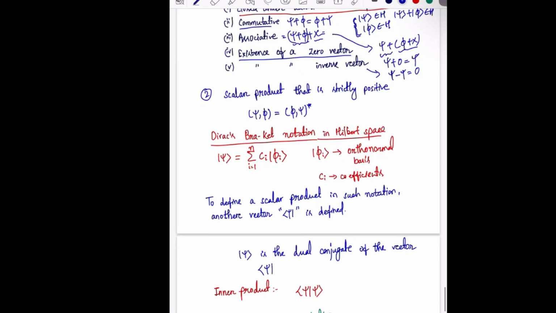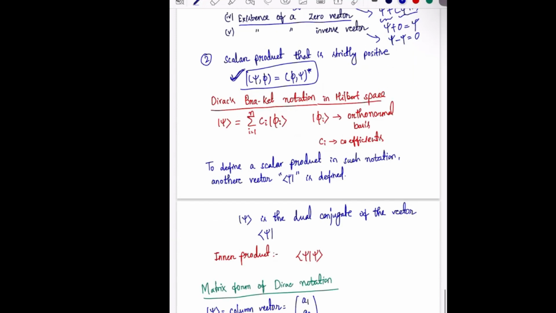One of the other properties is the scalar product, which is given by this equation: the inner product of psi and phi equals the complex conjugate of the inner product of phi and psi. And I have used this in the short quiz to solve the problem.